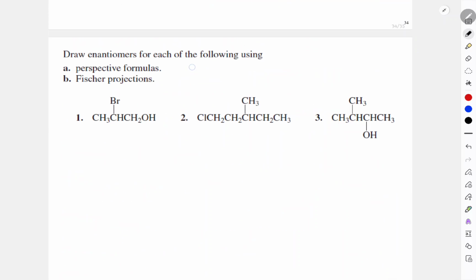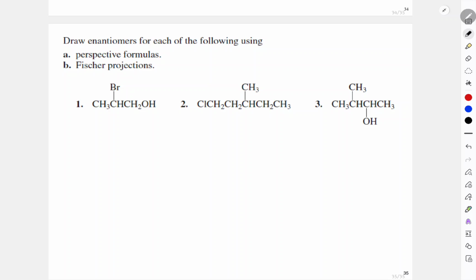Okay? And you can practice this one, right? Draw enantiomer for perspective formula and Fischer projection for each case, right? So you can draw both enantiomers, like perspective formulas and Fischer projections. Okay?